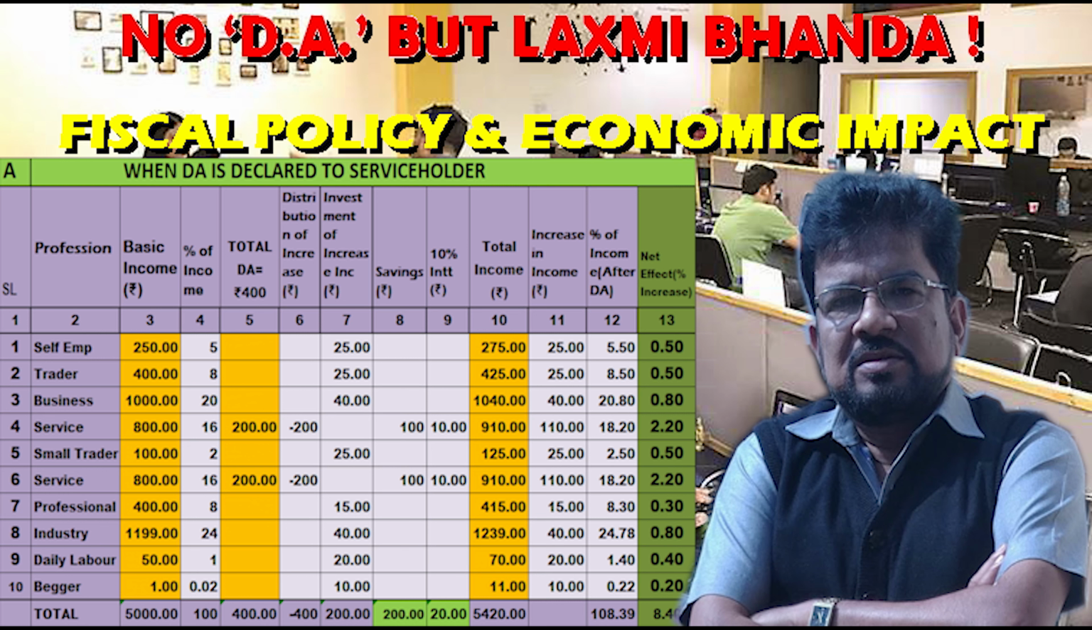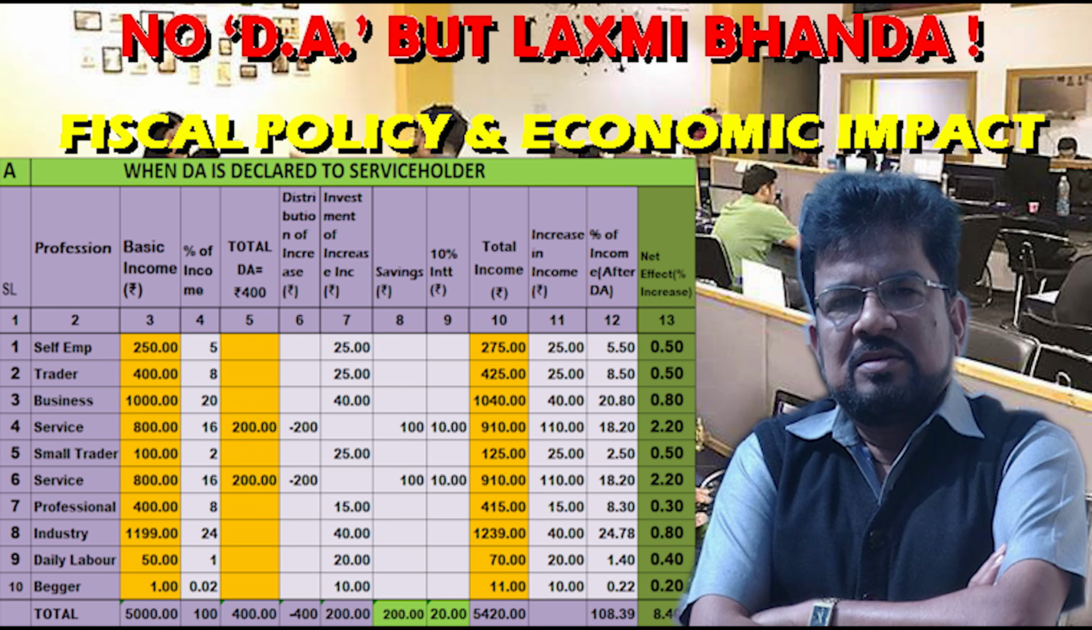We have assumed here their income before declaring DA or grant: self-employed 250, trader 400, business 1000, service 800, small traders 100, service 800, professional 400, industrialist 1199, daily labor 50, and beggar rupee 1. That was the total income, that is, the money in the economy is 5,000, and the percentage share of total income is shown in the next column. That is, self-employed 5%, trader 8%, business 20%, service holder 16%, small traders 2%, service holder 16%, professional 8%, industrialist 24%, daily labor 1%, and beggar 0.02%, and the total is 100%.